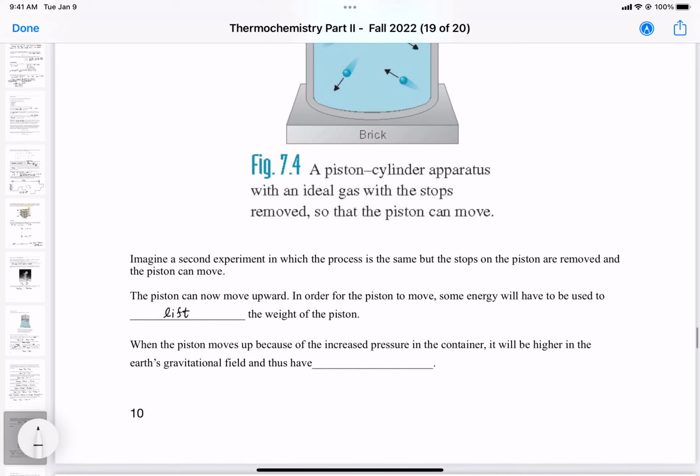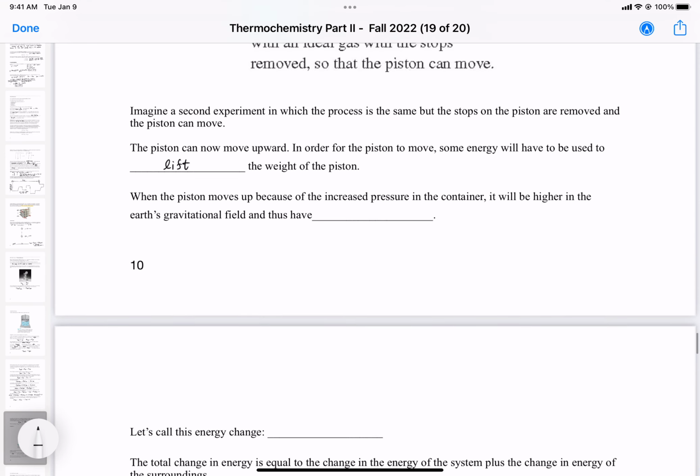So when the piston moves up, due to the increased pressure in the container from the energy coming off the brick being transferred to the gas, it will be higher in the Earth's gravitational field and thus have increased energy. So we're going to call this energy change the delta E of the piston. Now the energy of the piston is changing. So it's no longer just the energy of our gas, it's the energy of the piston as well.